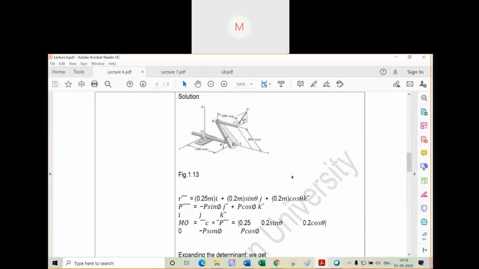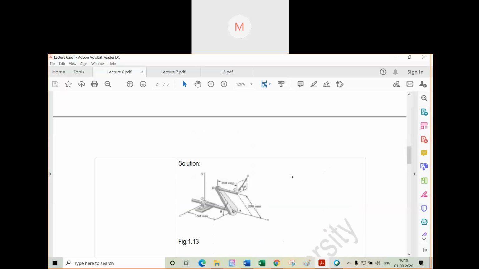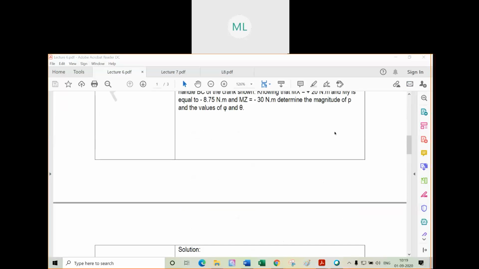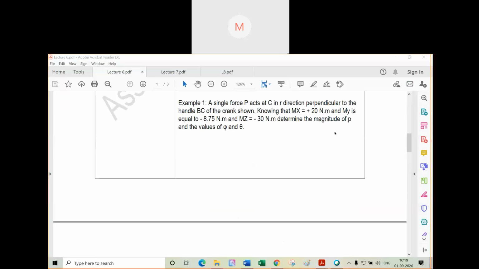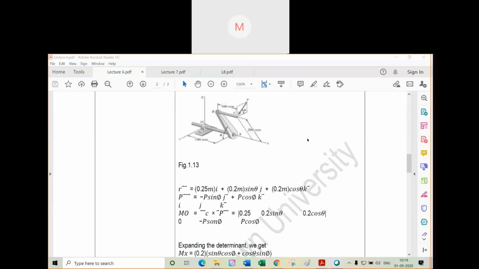So is this visible now? The presentation, the PDF file. Is this visible? Yes, sir. It's visible. Okay. Now look, this is a handle, right?